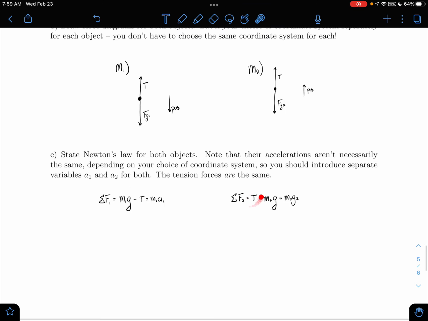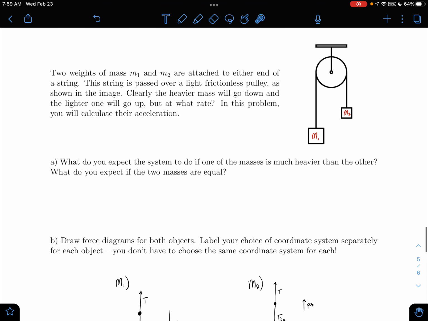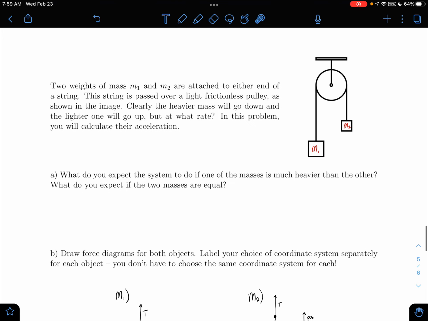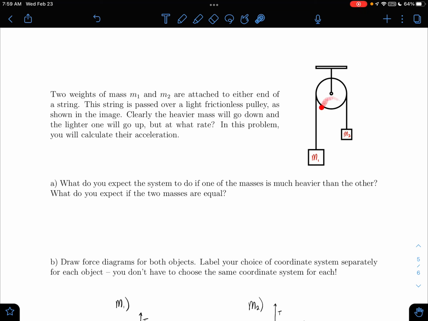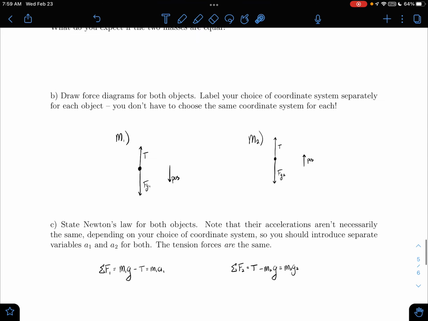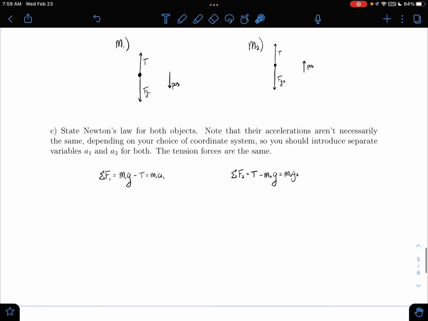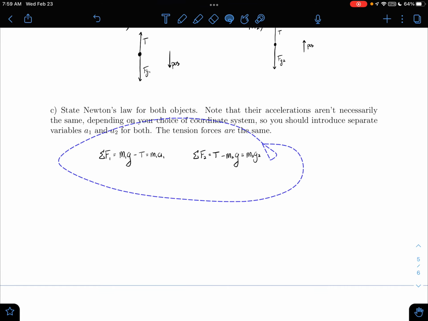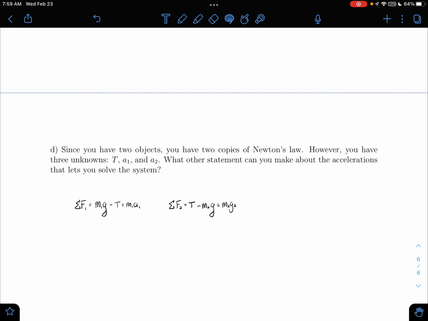And notice I didn't subscript our tension, because we're given that it's a light frictionless pulley, so the tension forces are the same. It's just the tension in the rope, the same no matter where in the rope we are. So it's pulling up on this one with the same force it's pulling up on this one. Okay, cool. So now we have two copies of Newton's second law and we have three unknowns. Wow, I'm sensing a pattern that this has happened multiple times in this recitation.